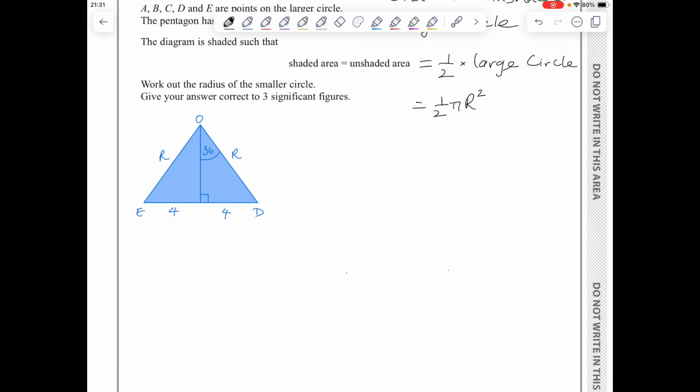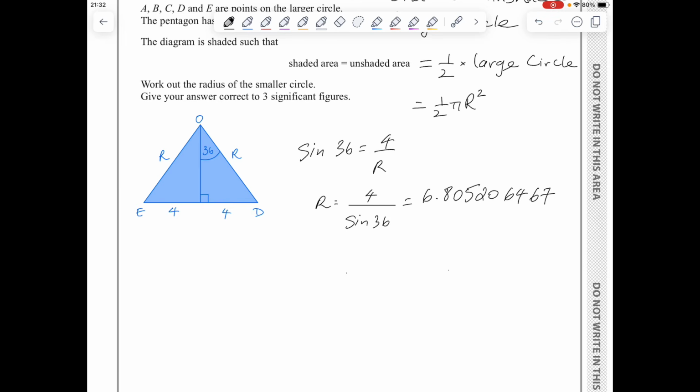So now I can find the radius by doing trigonometry. So sine of 36 equals opposite over the hypotenuse, which is r. So r equals 4 over sine of 36. If you want this as a decimal, this is 6.8 and so on.